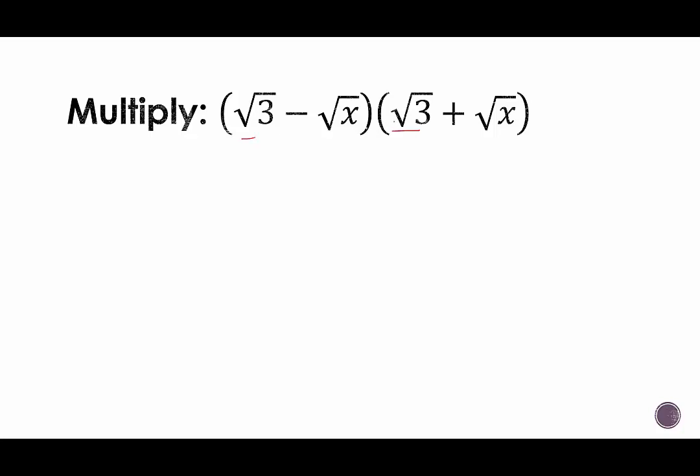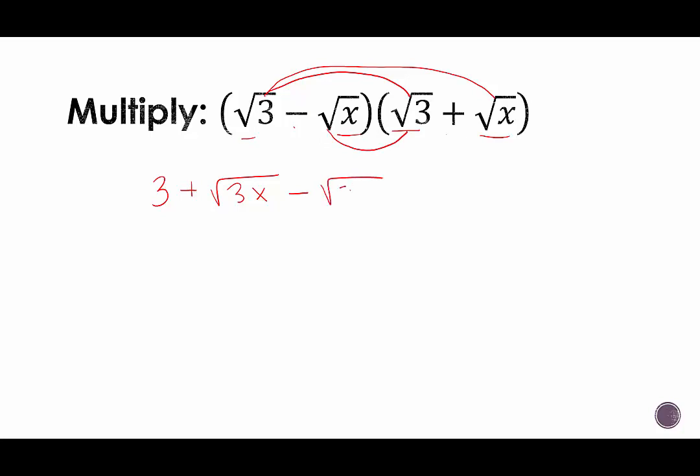The first terms are the same, the second terms are the same, but the signs between them are different. So hopefully I didn't just lie to you, and hopefully we don't end up with any radicals here. Let's see, the square root of 3 times the square root of 3 is 3. The square root of 3 times the square root of x is the square root of 3x. Minus root x times root 3 will be minus the square root of 3x. And then minus root x times plus root x will give us minus just regular x. Yes, these do end up canceling, leaving us with 3 minus x.